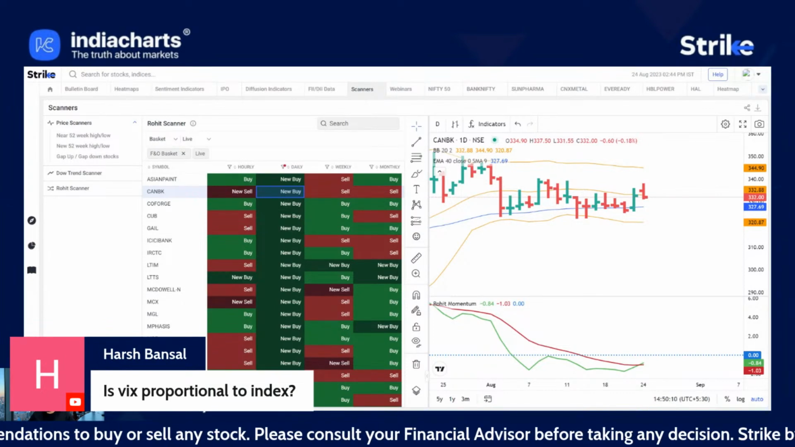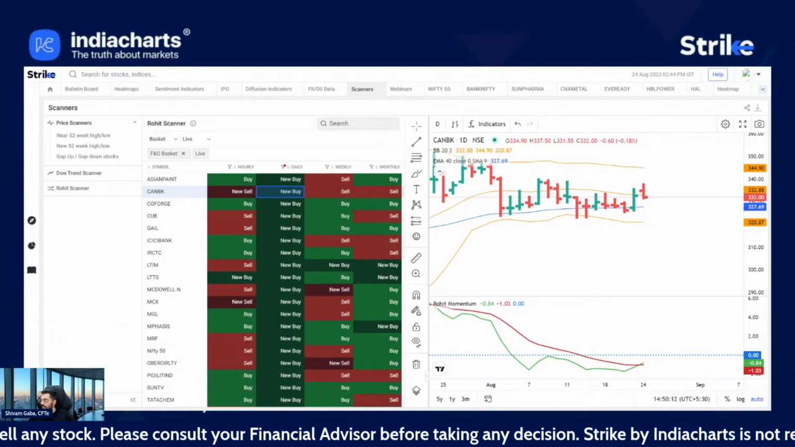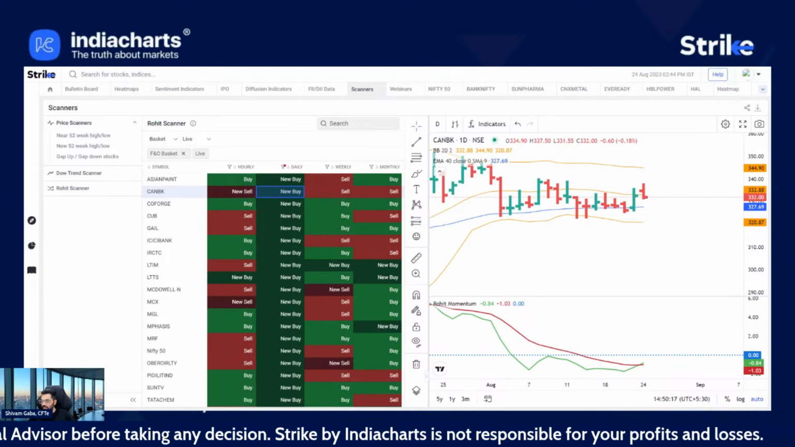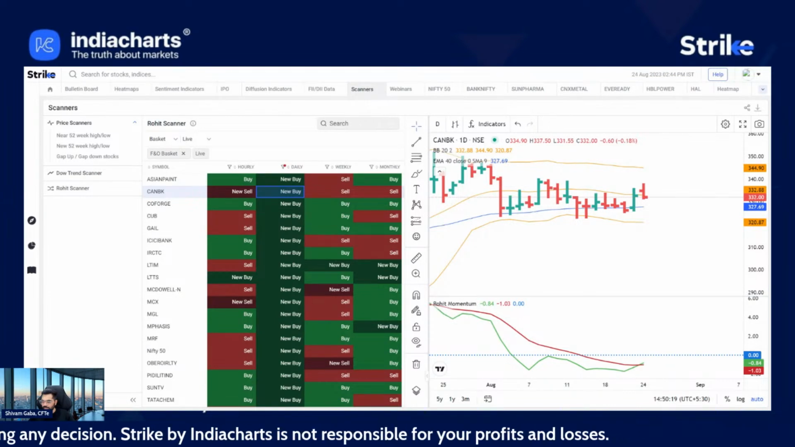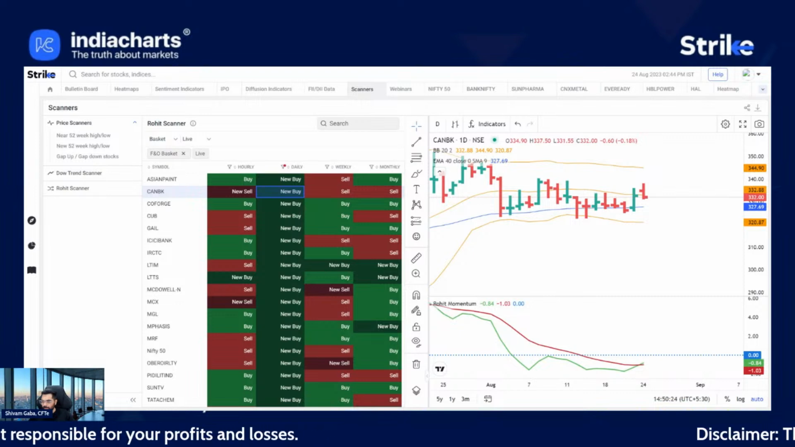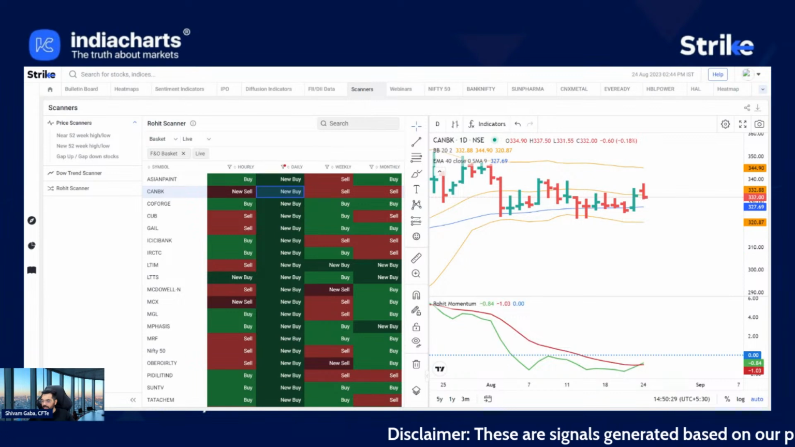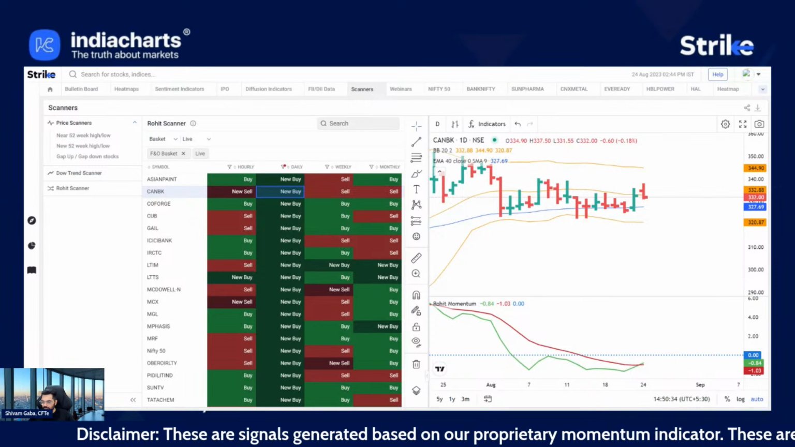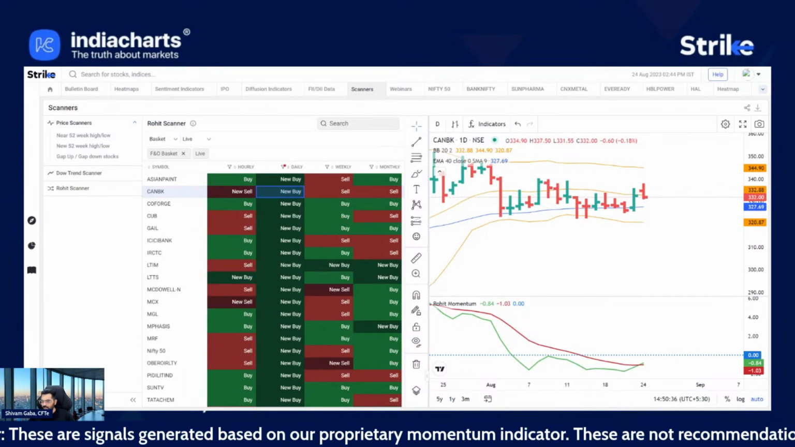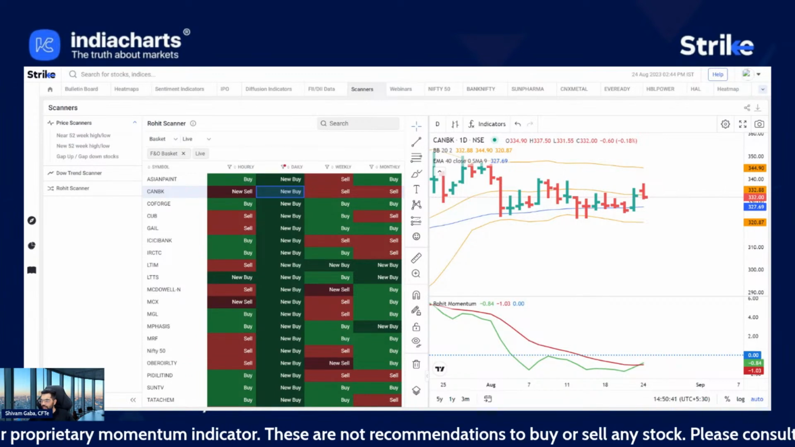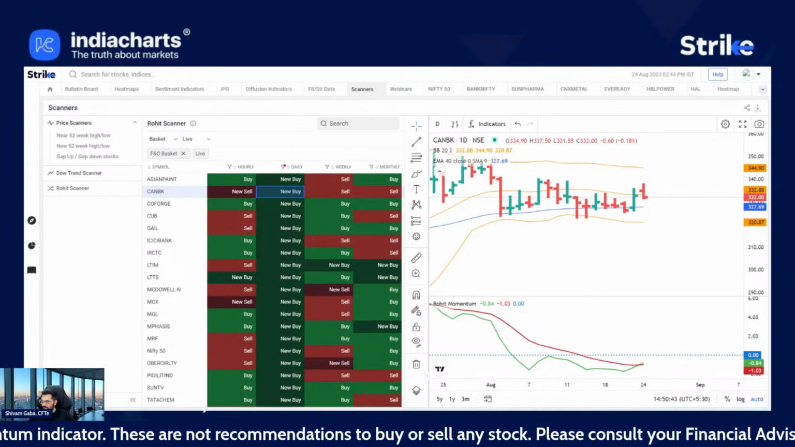Is VIX proportional to index? Inversely, broadly yes. It is calculated on the IV of the index options. So if the index is moving rapidly, then the volatility is increasing and the VIX rises. But there are very few instances of VIX rising if the market is going up too fast. Mostly it is when the market is falling, because we know that falling markets are way faster than rising markets. So broadly it is inversely proportional.